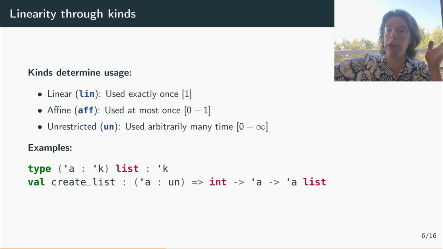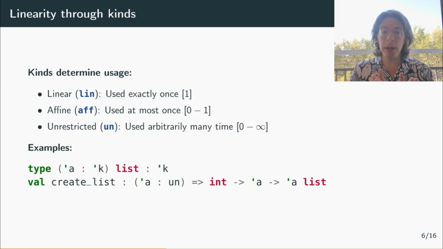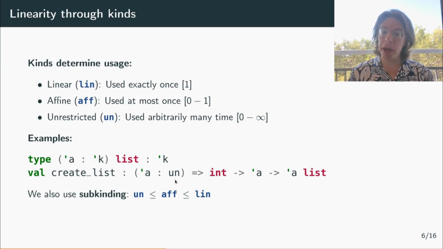Since the element is going to be replicated, then naturally its content must be unrestricted, and that's exactly what this constraint says. Finally, we also use subkinding. So un is smaller than af, which is smaller than lin, and that means that if a function only expects linear objects, we can pass it unrestricted objects. And the reason is that if something can be used in unrestricted fashion, in particular, it can be used linearly.